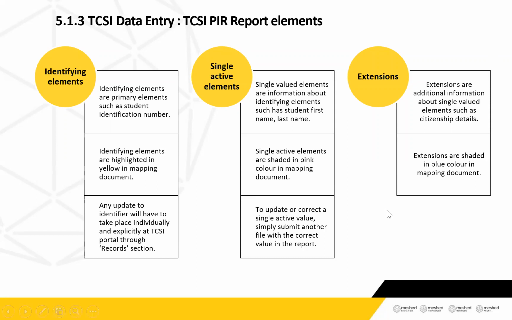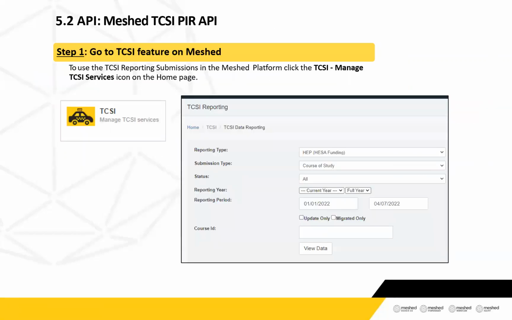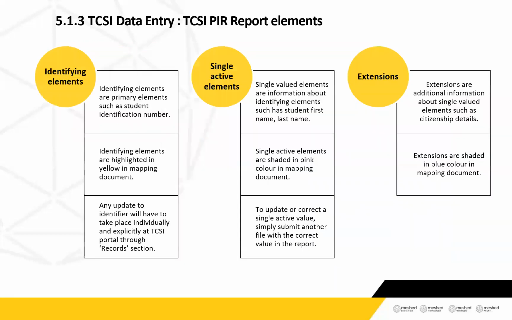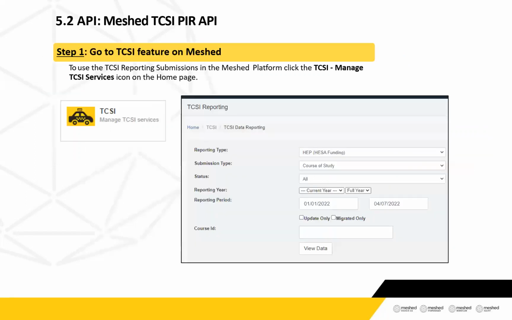Now, this is all about reports, okay, and their key elements, and the steps that you can use these reports to report your data to TCSI. Now, next method is through API. For API, there are three basic steps. First, just go to Mesh platform, access your TCSI services.